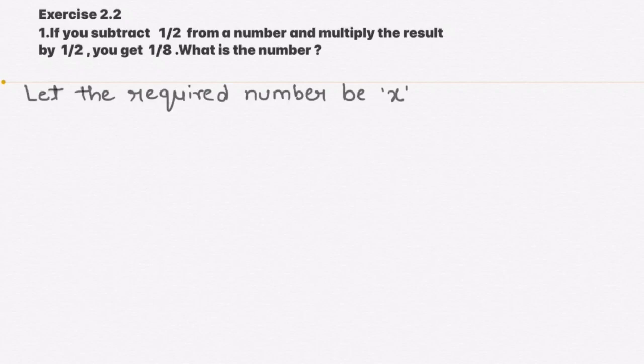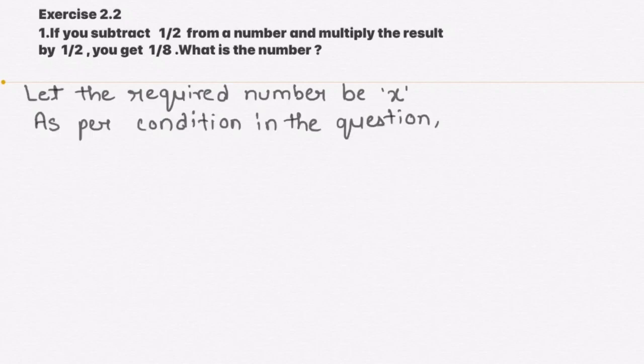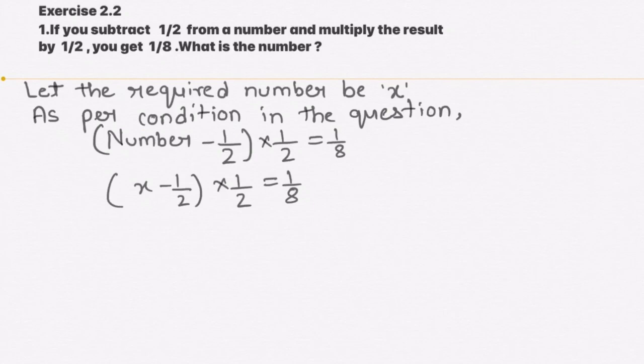The number which they are asking us to find out, we are labeling it as the required number. So the required number be x. As per the condition in the question, from that number we are subtracting 1 by 2. So number minus 1 by 2, and this whole thing is being multiplied by 1 by 2. Accordingly, the expression becomes x minus 1 by 2 whole multiplied by 1 by 2, equal to 1 by 8. So this way we have formed a linear equation in one variable.